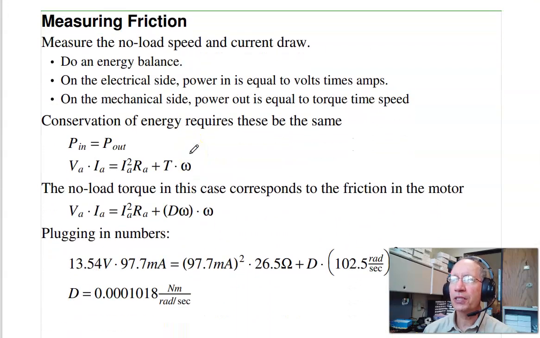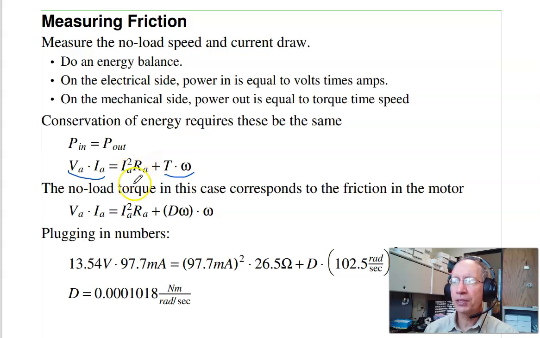So that gives me the torque constant to measure friction. What I could do is measure the no-load speed and the current draw and do an energy balance. On the electrical side, the power in is volts times amps. The mechanical side, the power out is torque times speed. And I also have the losses in the armature.